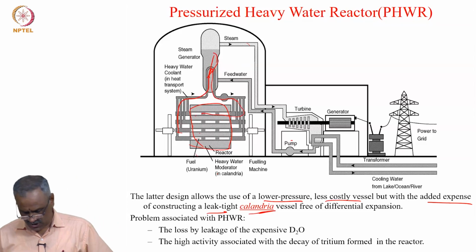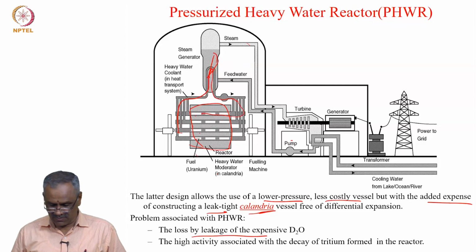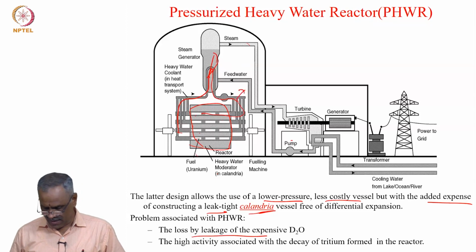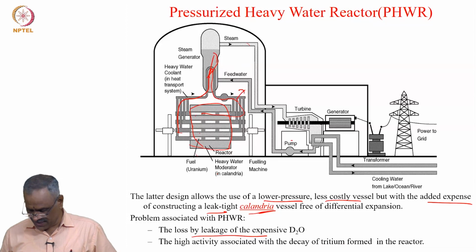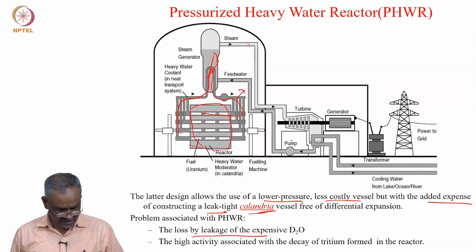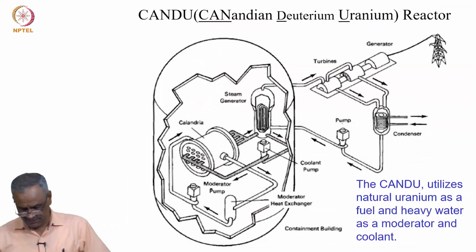The problem associated with this is loss by leakage of the expensive D2O. There is a possibility of D2O leakage, which is expensive, and there is also high activity associated with the decay of tritium formed in the reactor. That is another problem.